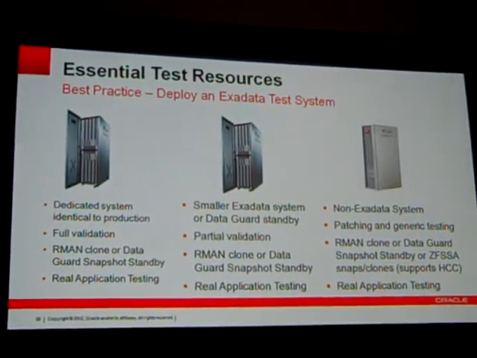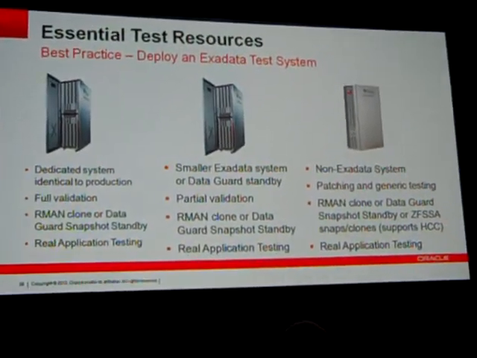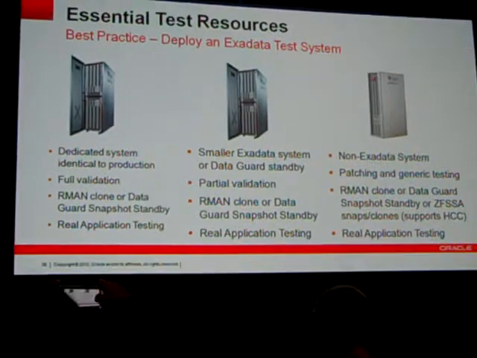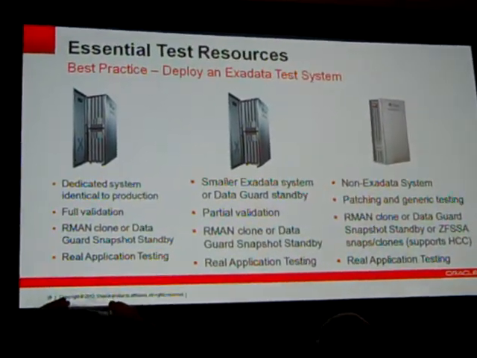So this is no different from Exadata or non-Exadata. The best test resource is something that is very similar or identical to the production system. And why is that the case? Well, you can do a full evaluation. You can do a performance evaluation. You can do an HA validation. And you can catch the most problems and do problem avoidance with something that's identical.